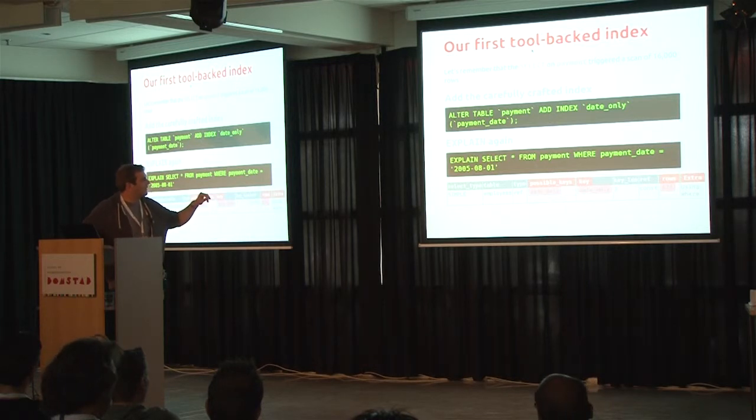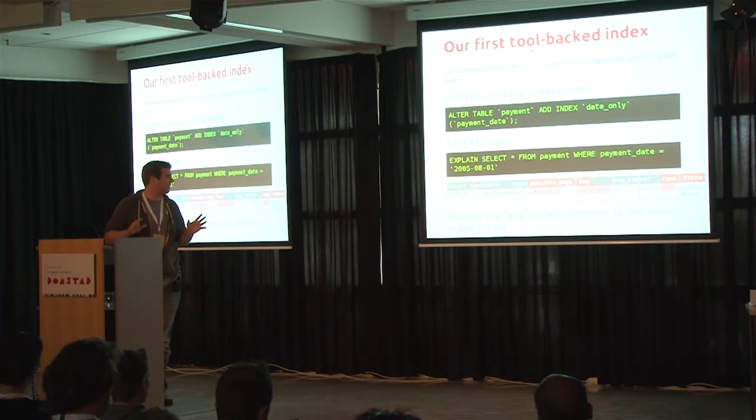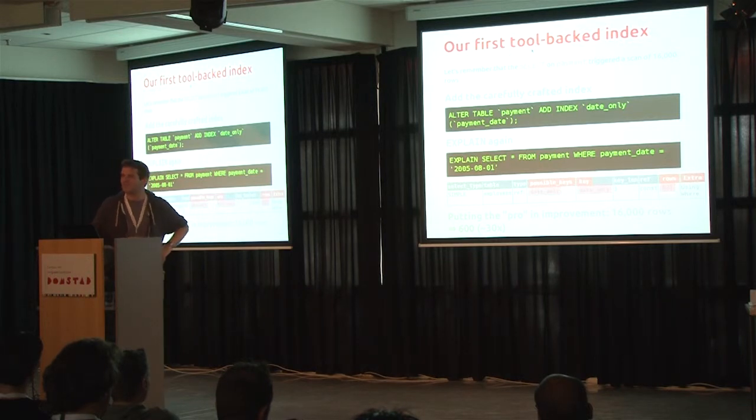So there was a possible key, date only. The key that it used was called date only. And instead of scanning 16,000 rows, it only had to scan 671. So we've just had an incredible improvement, about 30 times if I think my maths is right there, probably not, but it's a big improvement.